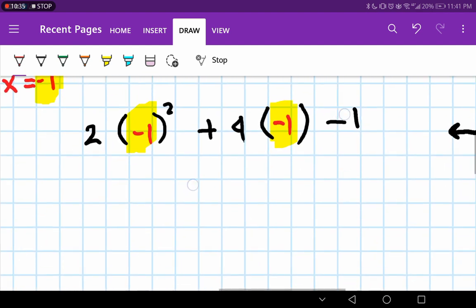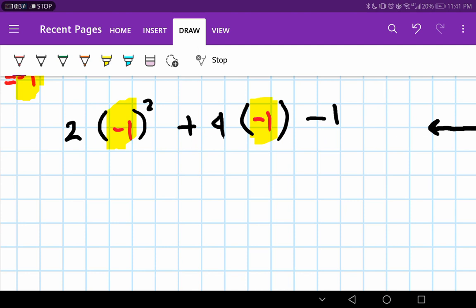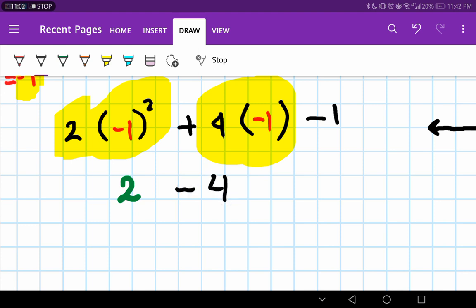And all of you learned or practiced how to find this. The first step, we square this. It gives 1. 2 multiplied by 1, it gives 2. 2 plus. Okay. And here, 4 multiplied by -1, it gives -4. So I don't need this. I will write -4 actually. And the last one, as you see here, it is -1. I bring it down.